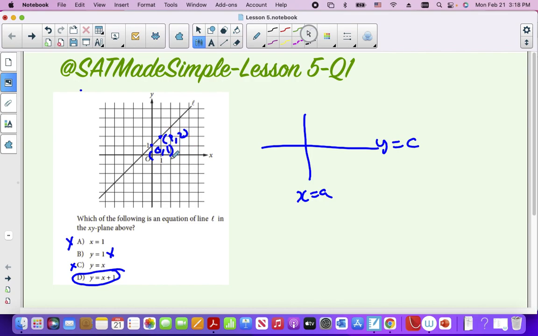So the gradient is, I can go from here, rise over run, from 1 up 1. So my gradient is also 1. So that will confirm D is my correct choice.